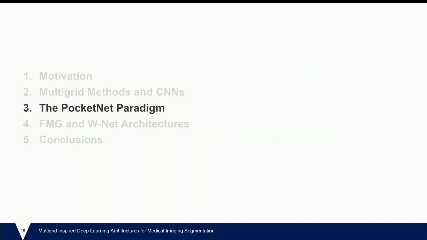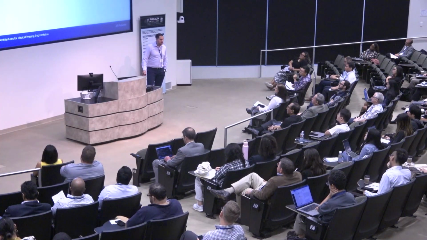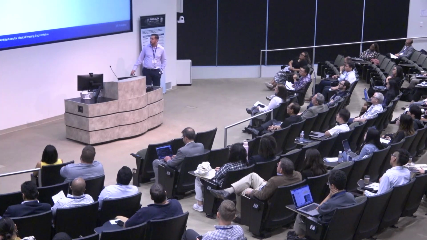All right, so that leads us to the first part, which is this PocketNet approach. One of the immediately observable differences between these GMMs and CNNs is, CNNs tend to double or expand the number of features as you go to lower and lower resolution levels. But in GMMs, that information that's lost by moving to coarser grids is already accounted for by the grids that are above that, or finer grids. And just by the way, this notion of doubling the number of channels in CNNs after you downsample has been around since the beginning, late 80s, early 90s, with the design and introduction of the earliest convolutional neural network.